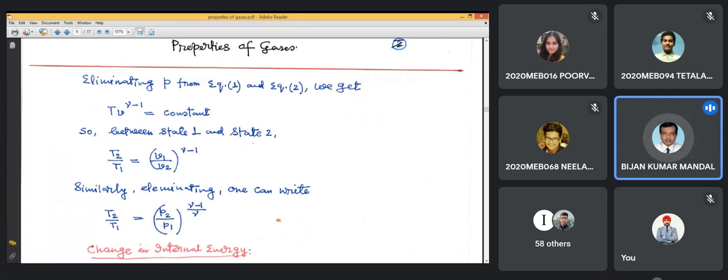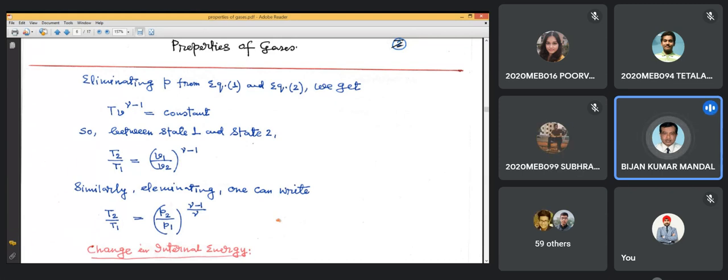In many cases, we will increase the pressure of a gas adiabatically. That means we know the P2 by P1, and the inlet temperature is known, and we want to find the outlet temperature at the end of that compression process. So that is done in a compression where the pressure is increased. So obviously the temperature will also increase.